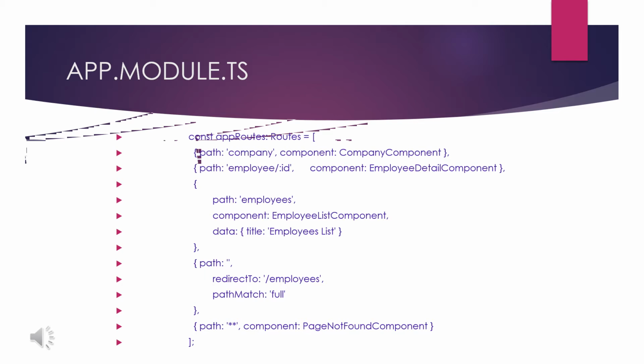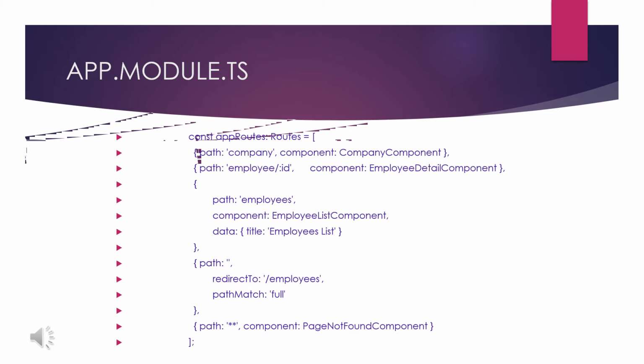I am declaring a constant appRoutes so that I am initializing these routes inside it. Inside these routes, I have given a set of parameters. First, I am declaring a component. The first component name is CompanyComponent, and it has a path. The path name is company, which means whenever I click on the company component link, the browser address will show company.